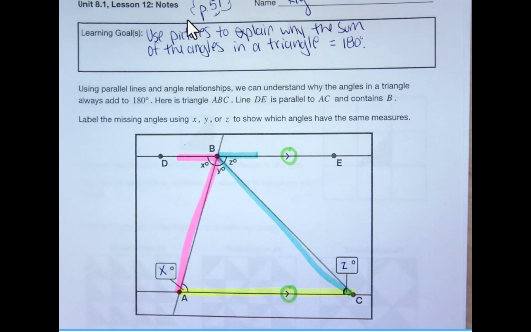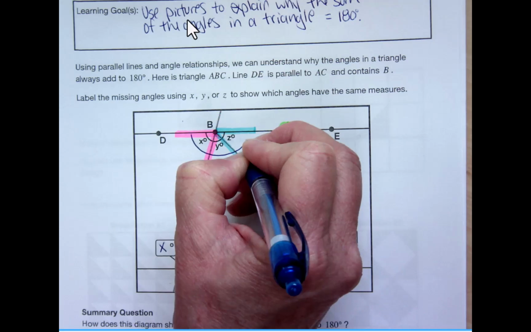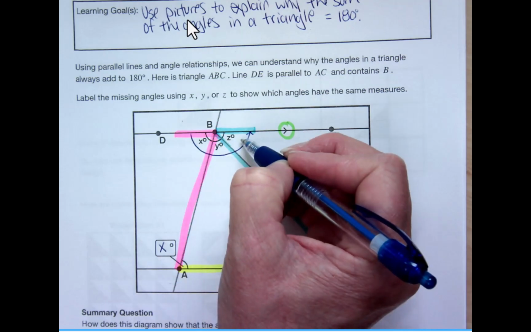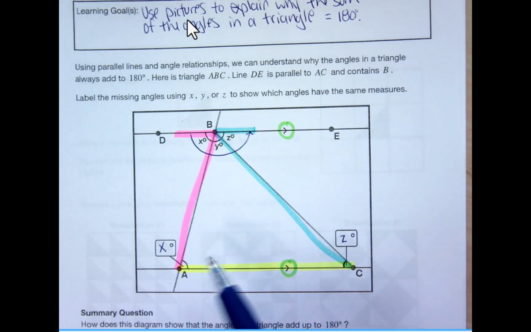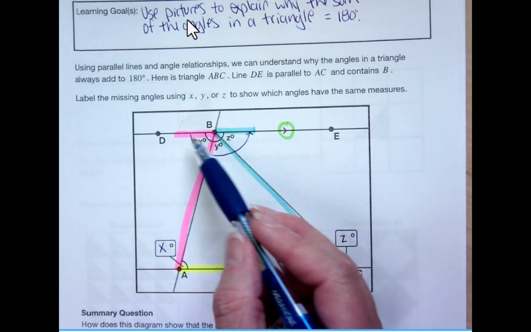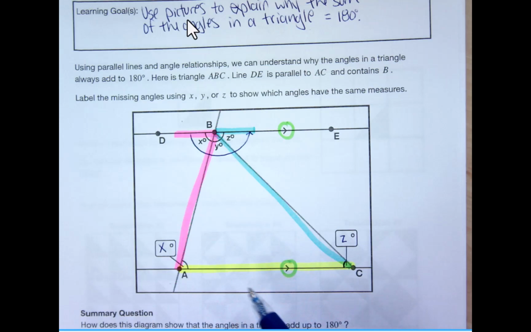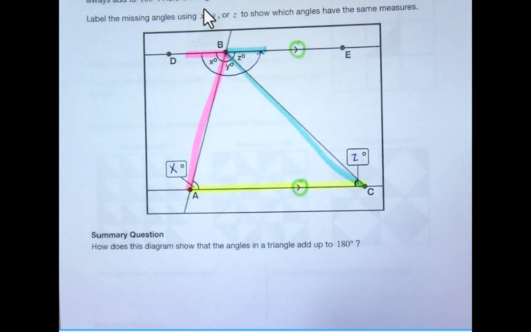So how does this diagram show that the angles in a triangle add up to 180 degrees? Well, if we look at these three angles up here, we know that they need to add together to be 180 degrees because they form a straight angle. And since X plus Y plus Z is 180 degrees, I can say the same of the same variables in my triangle. X plus Y plus Z still has to equal 180 degrees, just like it did in the straight angle at the top.